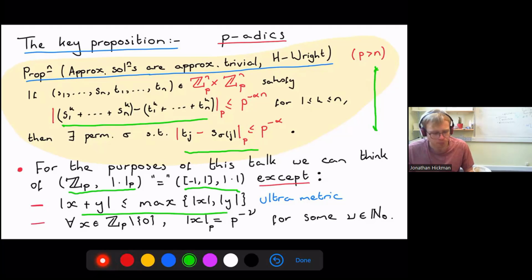Okay. So we have this ultrametric, which means that the balls behave like dyadic intervals, and also the norm only takes a discrete range of values. So in particular, if we have a non-zero element in the p-adic numbers, then its norm is of the form p to the minus nu for some non-negative integer nu. Okay, so these are two facts we'll have to bear in mind.